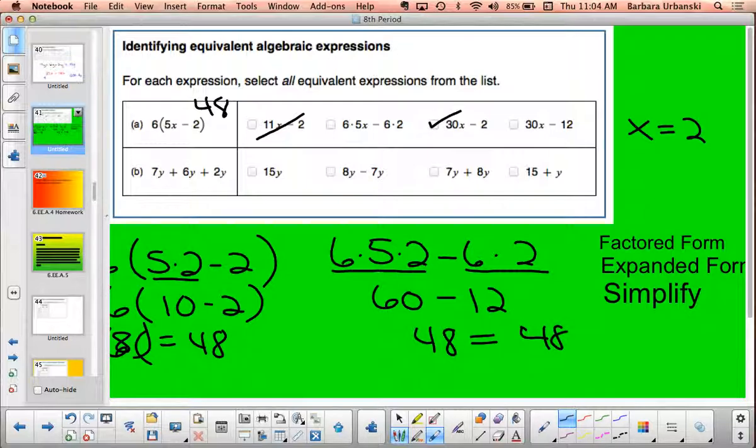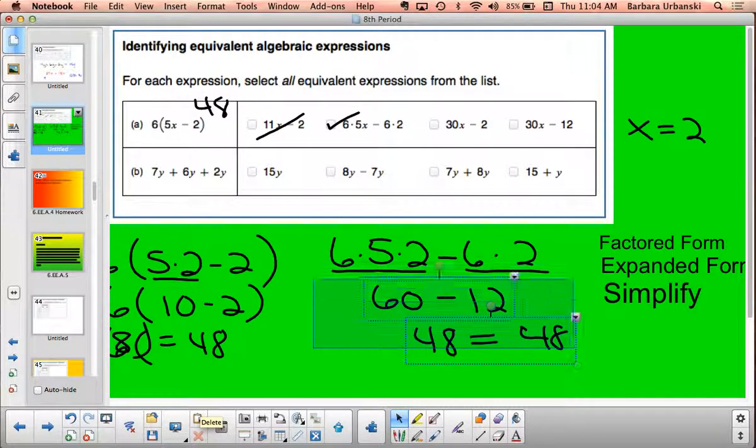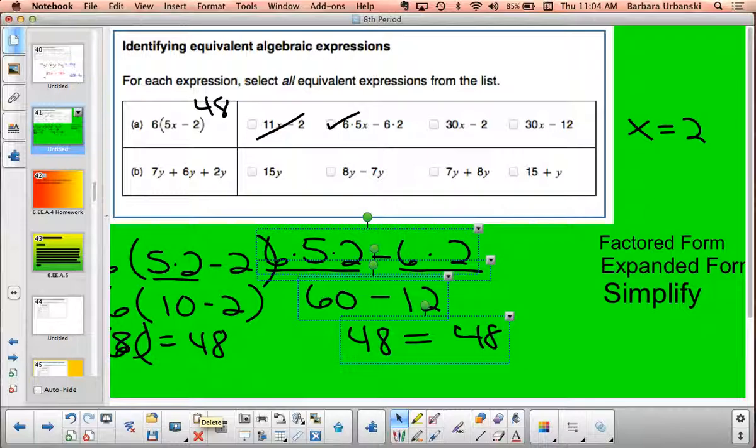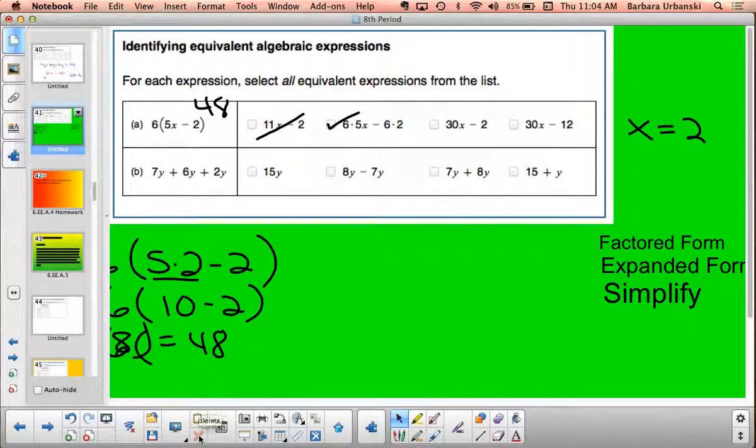Therefore, this would be true. Scoop that over, wrong one. And that would be true. And so we knew it was true from the previous computations. Let's look at the second last one.